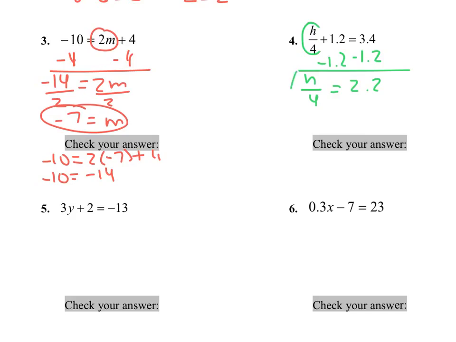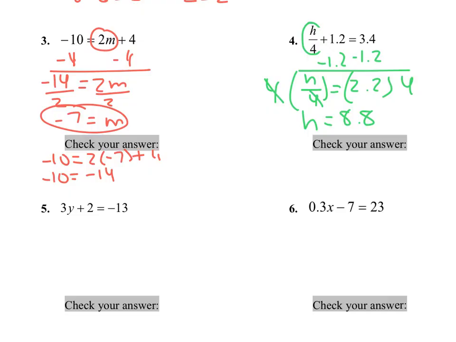At this point, I'm going to multiply both sides by the number that's attached to the variable. I'm going to multiply both sides by 4 because I'm dividing by 4. So dividing by 4 and multiplying by 4 cancels out. So I get h equals 2.2 times 4, which is 8.8. Let's go ahead and substitute what we have.